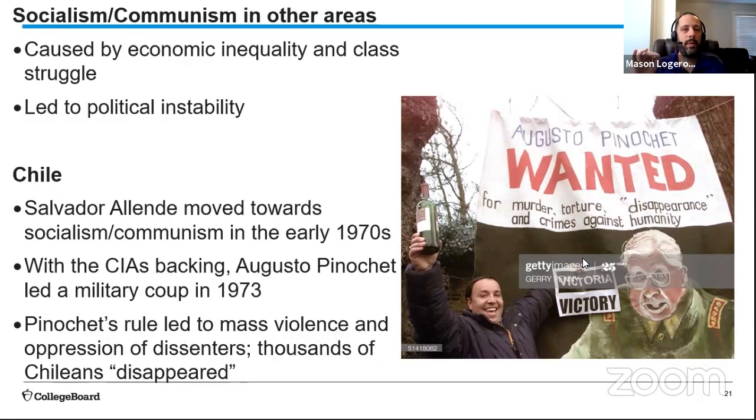All right. Now, we talked about containment the other day. We talked about how the United States was not going to allow communism to spread, especially to countries in the Western Hemisphere. Mr. Smith talked yesterday about what happened when it came to Cuba.